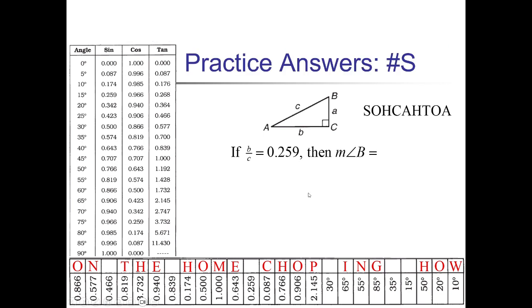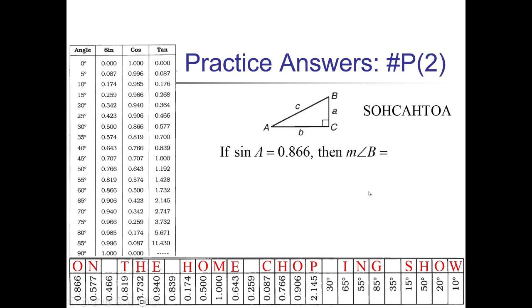Next up, we're trying to find angle B, given that B over C is 0.259. So from B's perspective, little b is the opposite side, C is the hypotenuse. They're telling us then that the sine of B is 0.259. Looking up 0.259 in the sine column, that's right there. That's going to be 15 degrees for that one. 15 is over here, so that's getting the only S out of this whole batch. It's odd that there's only one S, but hey, it happens. So now we're on to, I think we only have one problem left.